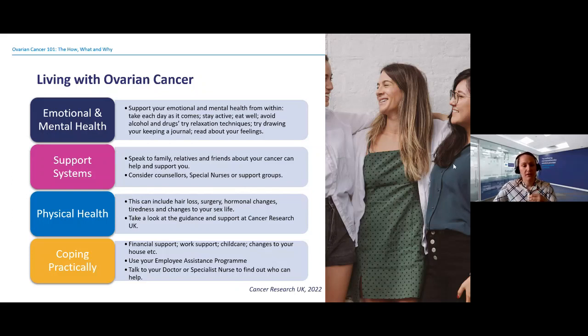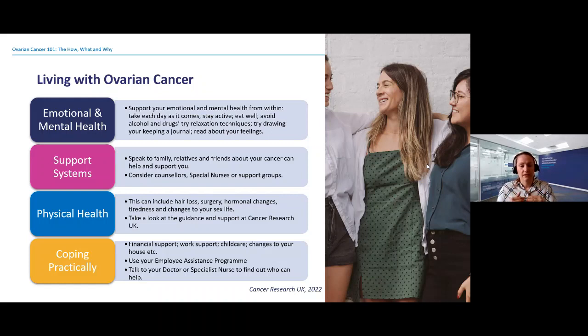You might also experience physical changes, including changes to relationships. These might include hair loss, hormonal changes, even changes to your sex life. And I'd really recommend taking a look at some of the guidance and support from Cancer Research UK, because they've got some superb recommendations for a multitude of different physical symptoms that you may experience.